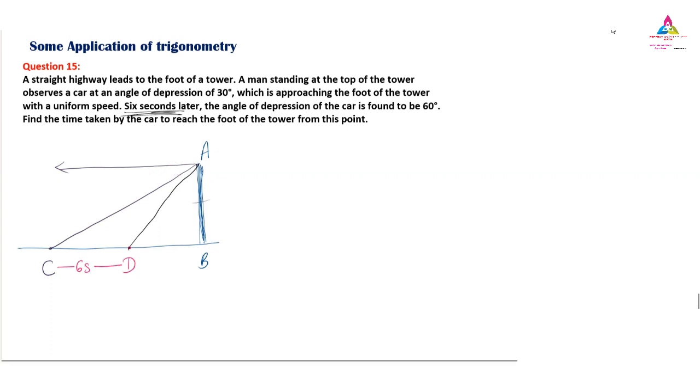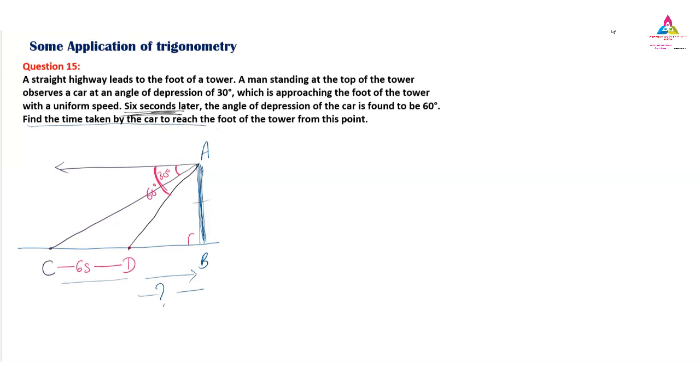I will rub this and draw it correctly. The first angle you have seen is 30 degrees. The second angle is 60 degrees now. Now they are asking at what time the car will reach the foot of the tower, which means it must reach B. So they have told you to find the DB length, but actually it is seconds you have to find. The car reaches D after 6 seconds, and after how many seconds will it reach B? Find the time taken by the car to reach the foot of the tower from this point, that means from D.